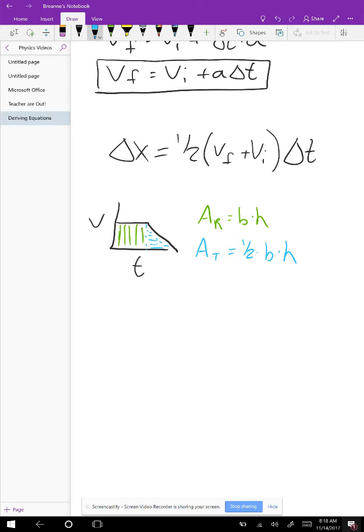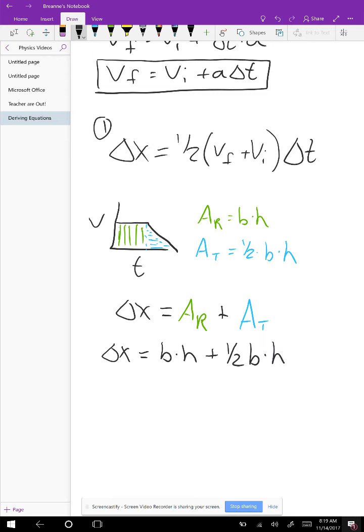So while you're doing that, we can just add up. We want to find the total displacement. We have to add up our areas. So we add up the area of the rectangle, and we add up the area of the triangle. That's basically the gist of it, because we're just trying to find displacement. After you manipulate all that fun stuff, you end up getting our second equation, and I'll work that through. So delta x equals our base times height plus 1/2 base times height.